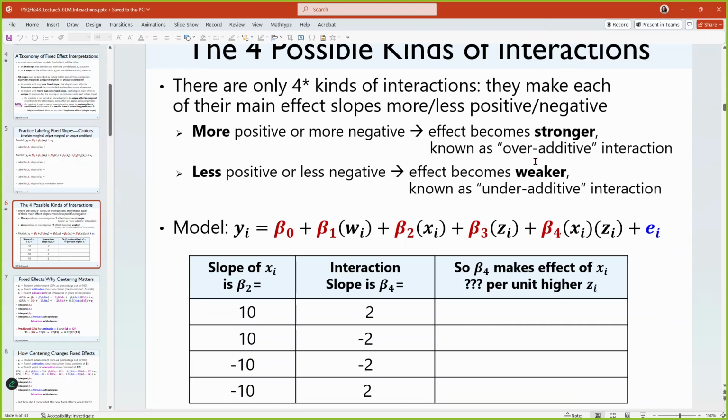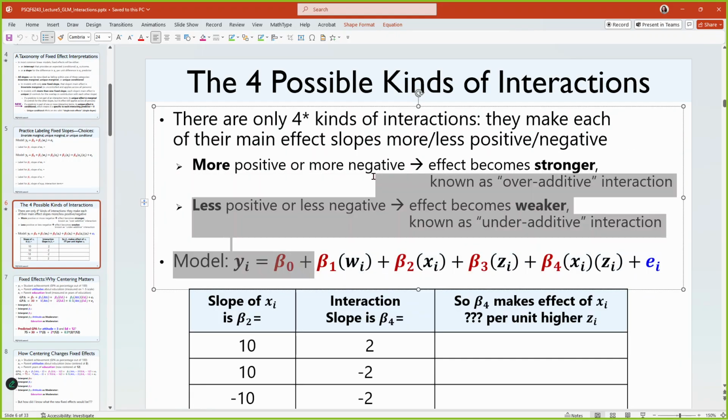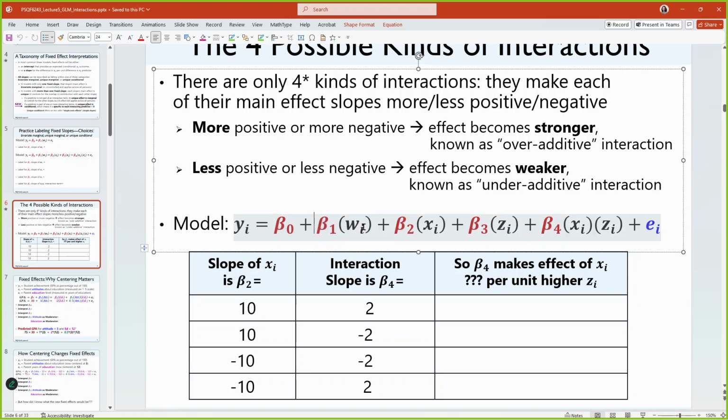So let's throw some numbers on this and talk about what happens. Let's say that in this equation here, I have W here as a main effect, so it's not interacting with anything, so it's not going to be part of our story on this page. I've got the main effect of x, the main effect of z, and the interaction.